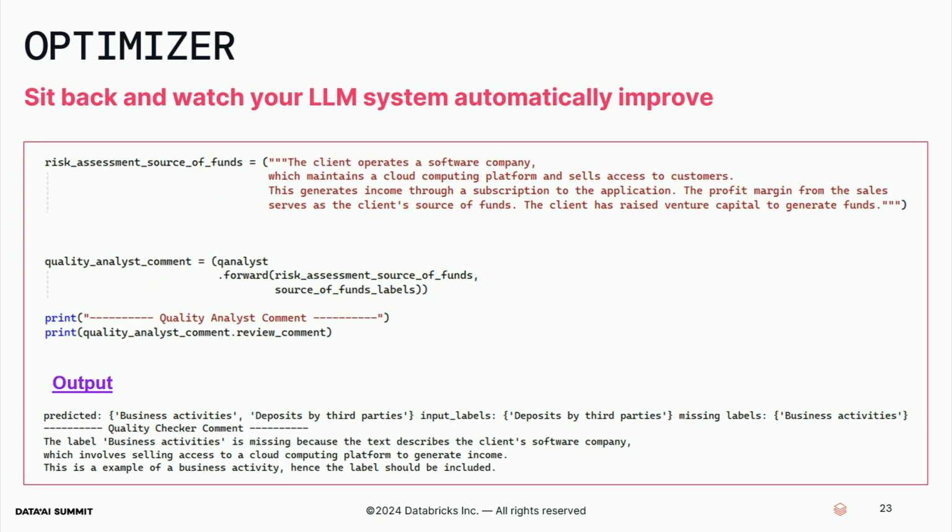We pass this program to DSPy to optimize the prompt and system. And as a reminder of our original task, the risk assessment talks about a client. They own the software company. They generate money through the profits of their cloud computing platform, and they also raise money through VC. So let's identify the client source of funds. At the bottom, you see what the DSPy system predicted, and what the human predicted as input labels. And finally, you see the DSPy quality analyst explaining to the human analyst why they were mistaken.